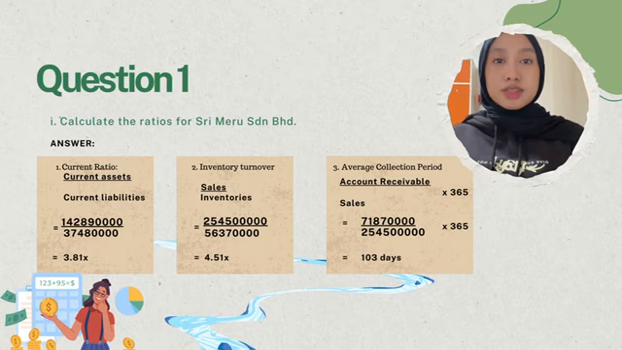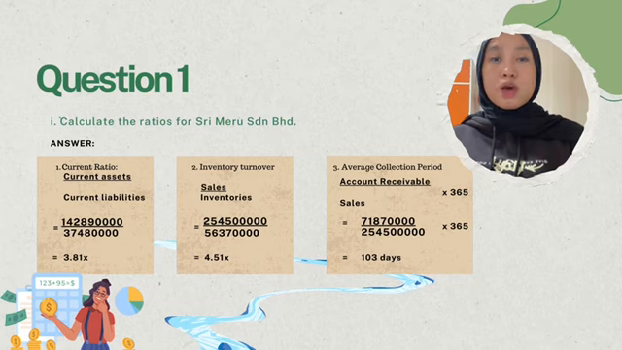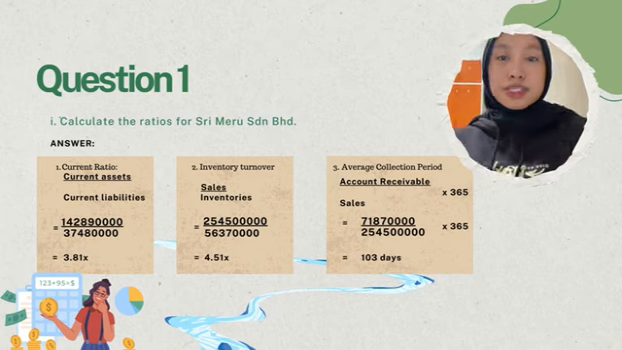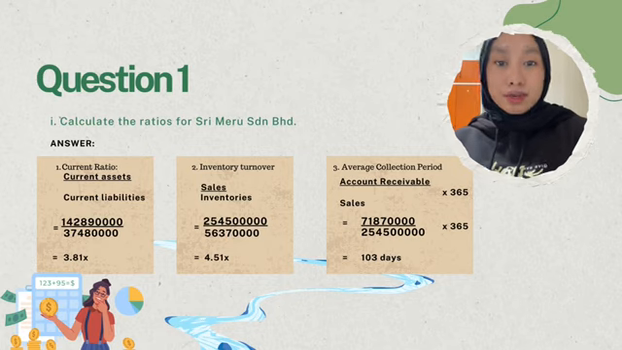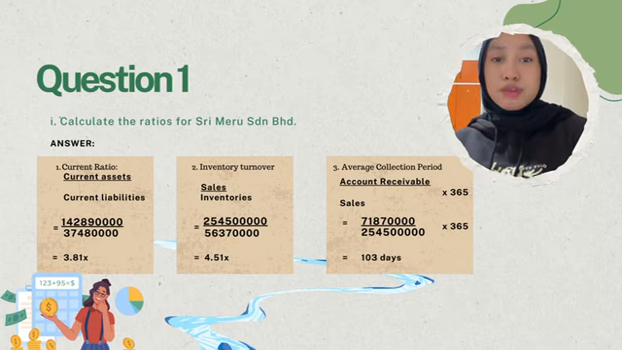For inventory turnover is sales divided by inventories, which is 25450000 divided with 56370000, and total is 4.15 times. Number 3 is average collection period. Account receivable divide to sales times with 365 days, which is 71870000 divide to 25450000 times with 365 days, and the total is 103 days.